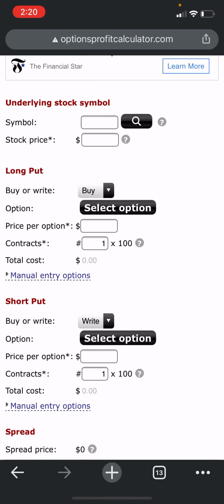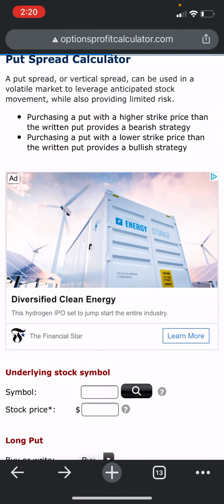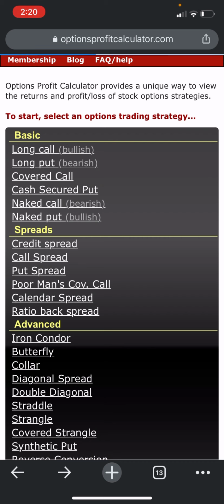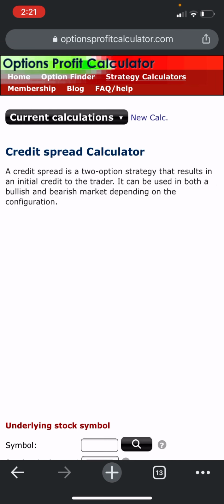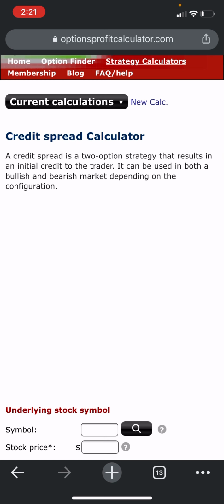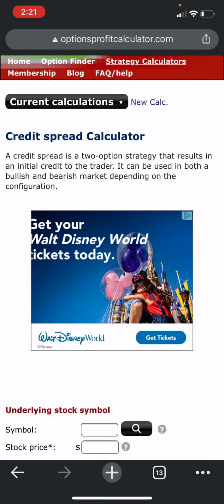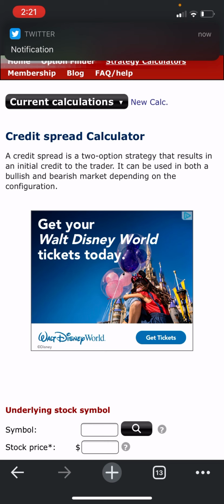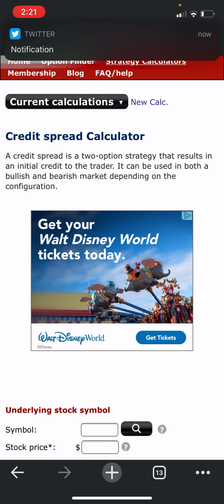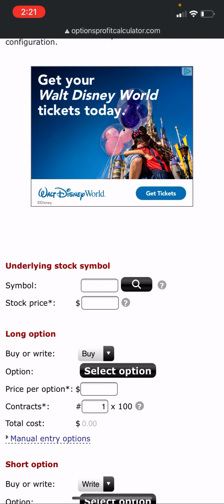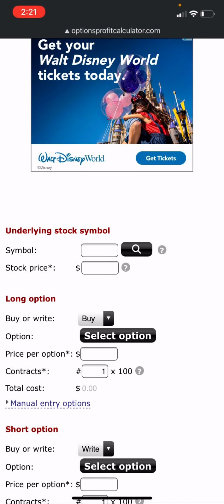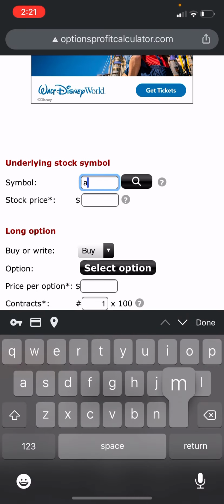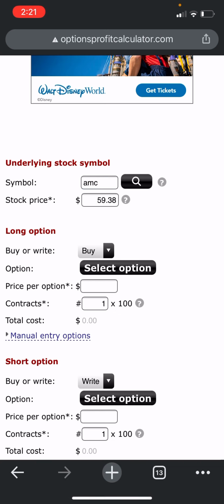Just to clear your head, let's go back and do credit spread here. So you see, a credit spread is a two-option strategy that results in an initial credit to the trader. It can be used in both a bullish and bearish market, depending on configuration. Okay? So we're going to go to AMC. I need to type it. Sorry about that.